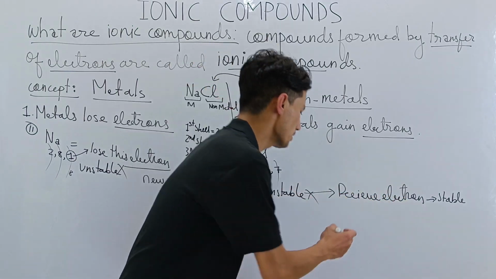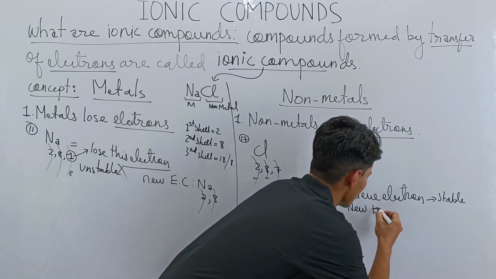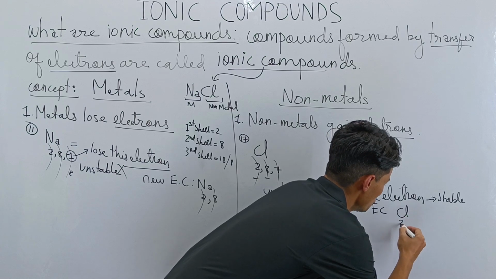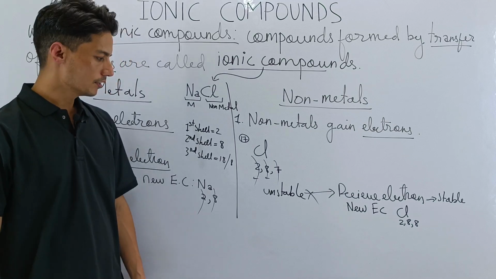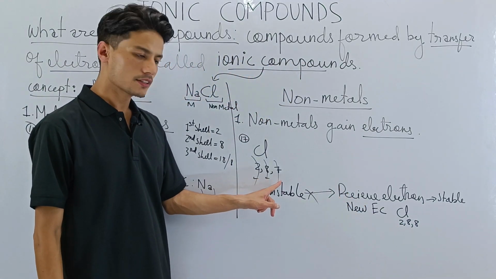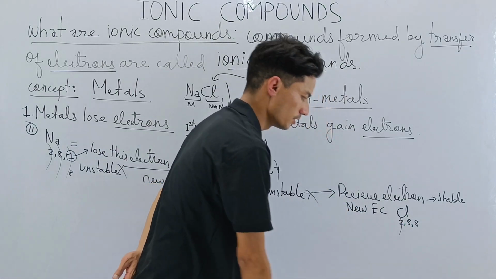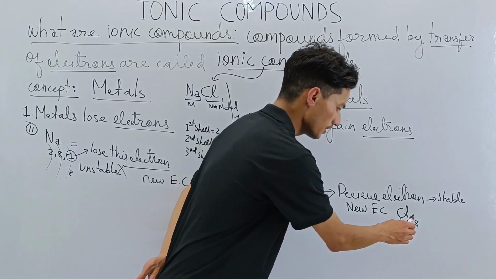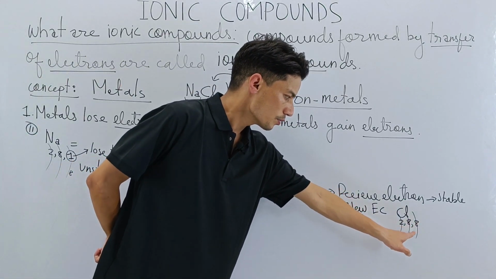So the new EC for chlorine, sorry, why do I keep on saying sodium? New EC for chlorine, Cl, will be 2,8,8. Now see, 2,8,8. Previously it was 2,8,7. Now it is 2,8,8. This is the first shell, this is the second shell, and finally this is the third shell. Always look at the outermost shell.